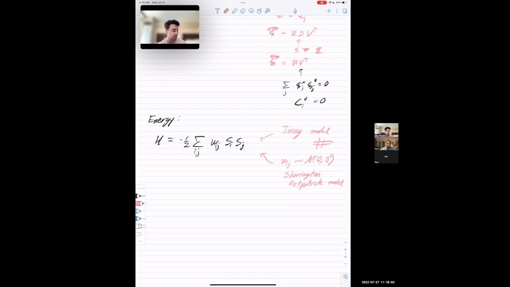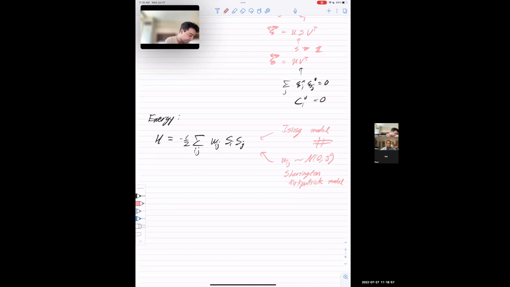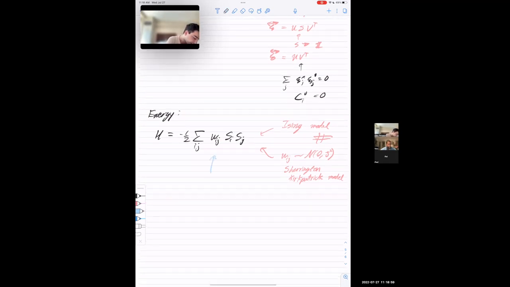But keep in mind, the Hopfield model is engineered to fit these patterns. And so the w_ij for the Hopfield model that we actually choose is the thing that we showed before: w_ij is equal to the sum over μ of ξ_i^μ ξ_j^μ.